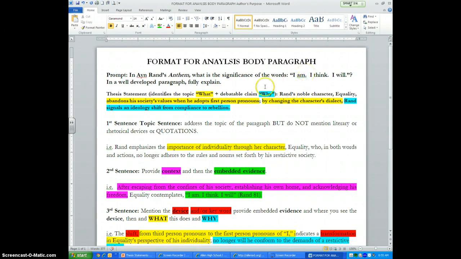Rand's noble character Equality abandons his society's values when he adopts first-person pronouns. By changing the character's dialect, Rand signals an ideology shift from compliance to rebellion. So, I've color-coded my what in the yellow, the why in blue, and notice the whole rest of my paragraph is going to be talking about this ideology shift from Equality being a compliant member of the Anthem society to a rebel.